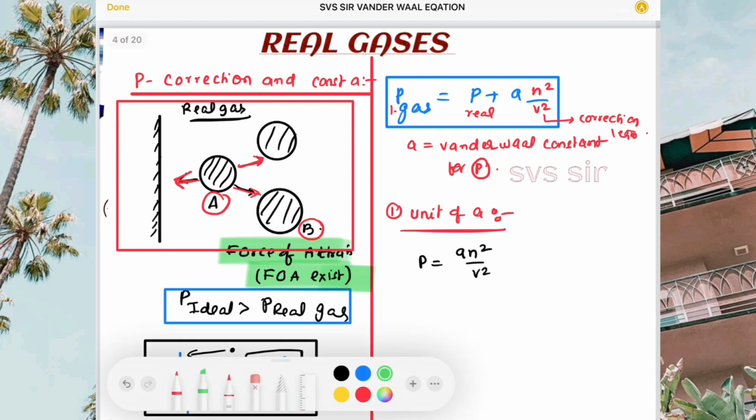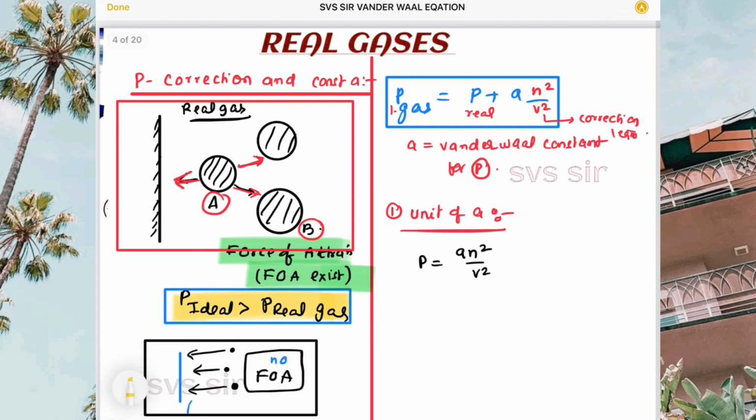That is the reason, very important here, the pressure of ideal gas is greater than pressure of real gas. In the case of ideal gas, no force of attraction, more collisions, more pressure. In the case of real gas, force of attraction exists, number of collisions decreases, pressure of the gas decreases. Therefore, pressure of the gas equal to pressure of the real gas plus a n square by V square.